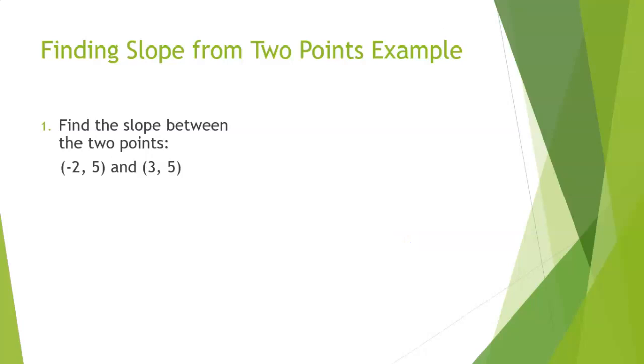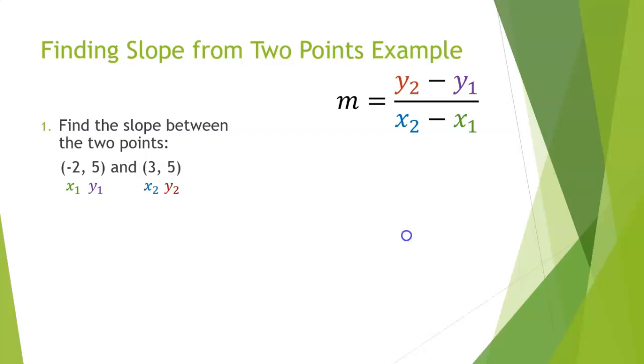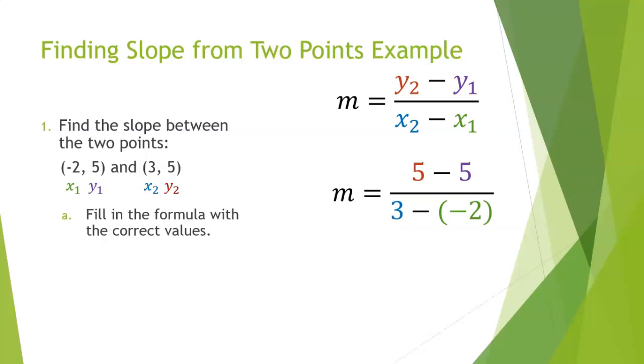Here's another example. Find the slope between these 2 points, (-2, 5) and (3, 5). Again, your handy-dandy formula, make sure you always rewrite it just to memorize it. And label your points. So -2 is x1, 5 is y1, 3 is x2, 5 is y2. Then fill in the formula with the correct values. So 5 minus 5 divided by 3 minus -2. Once you've filled in all the values, simplify the top and bottom of the fraction.